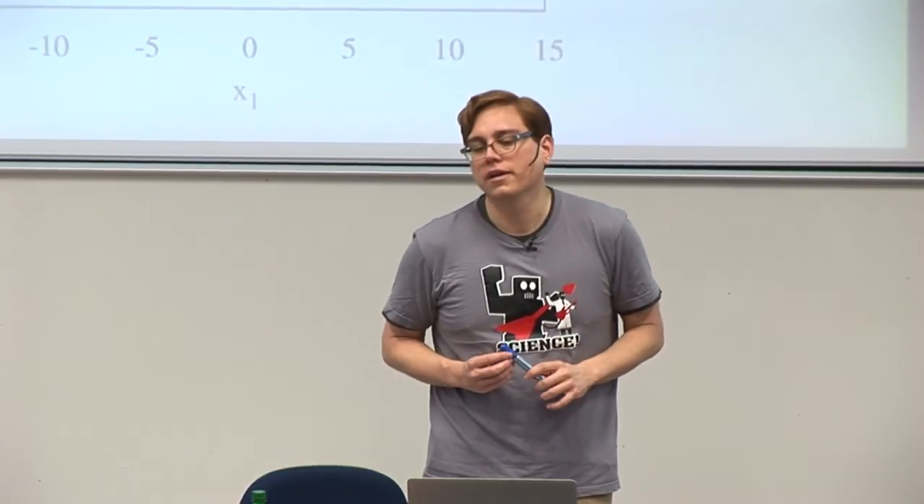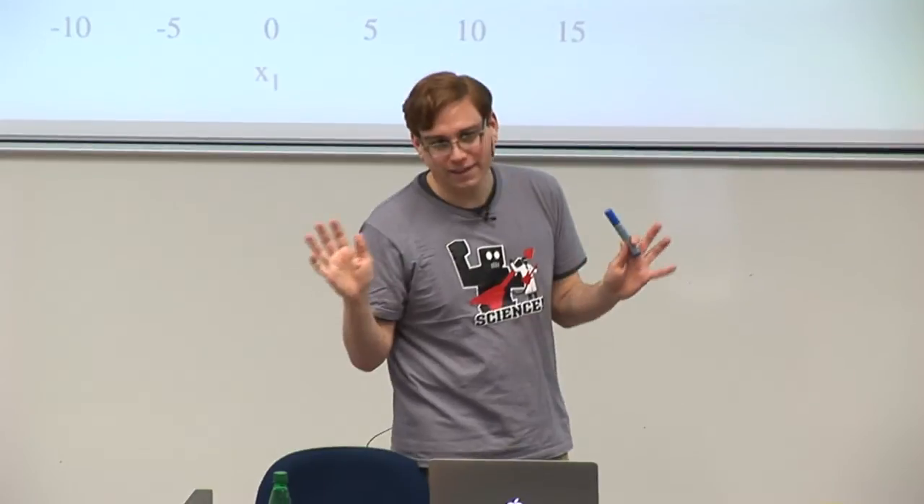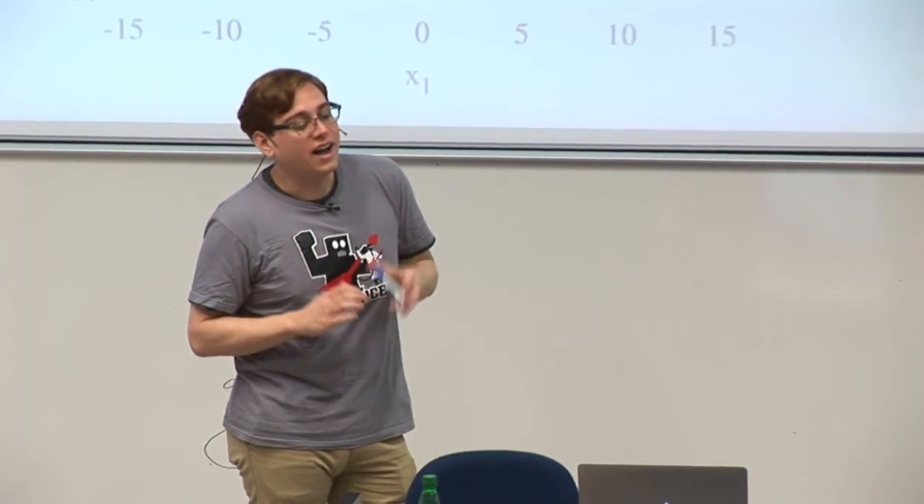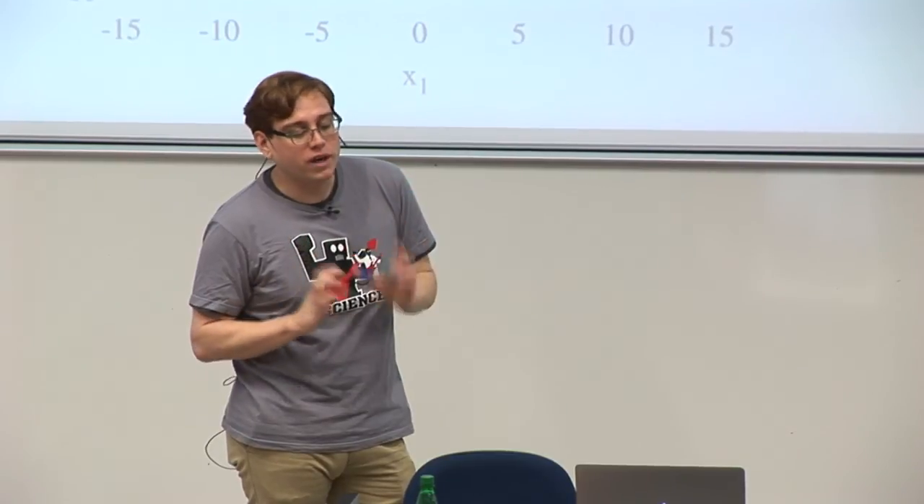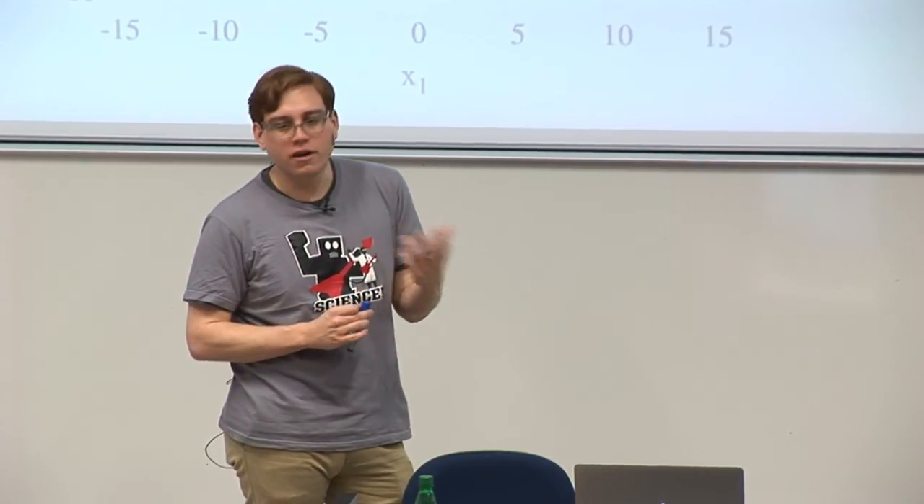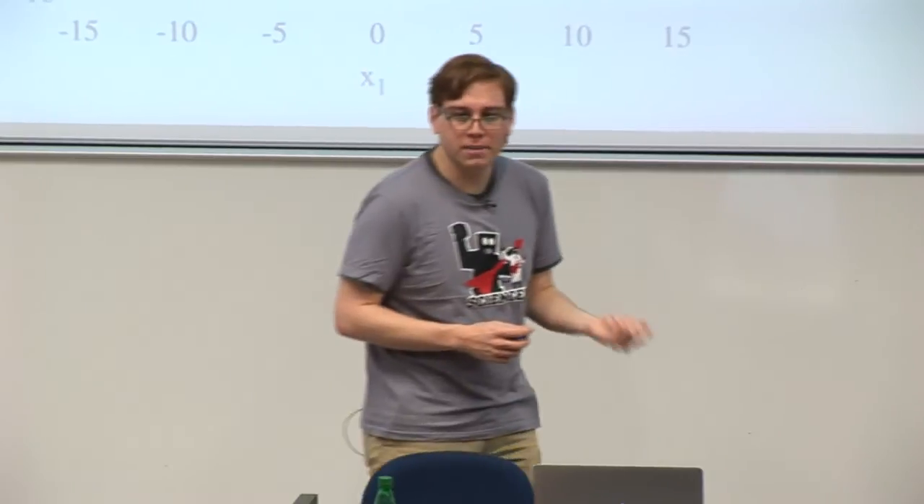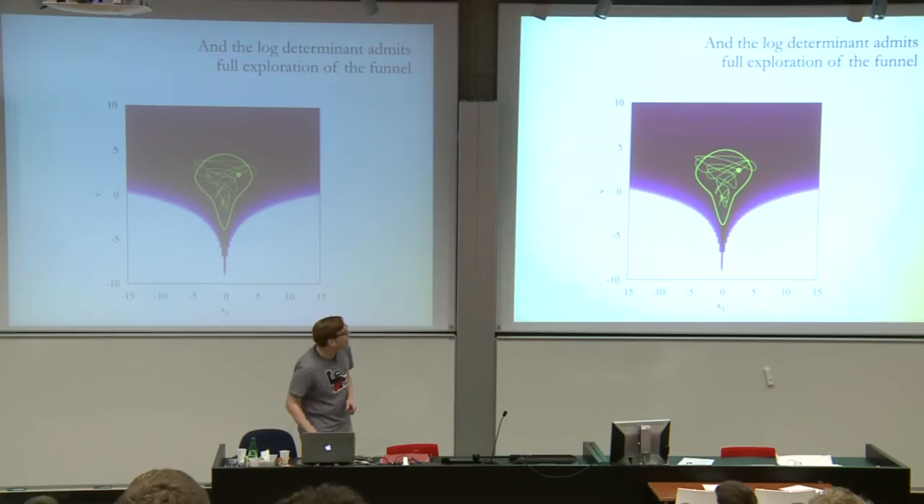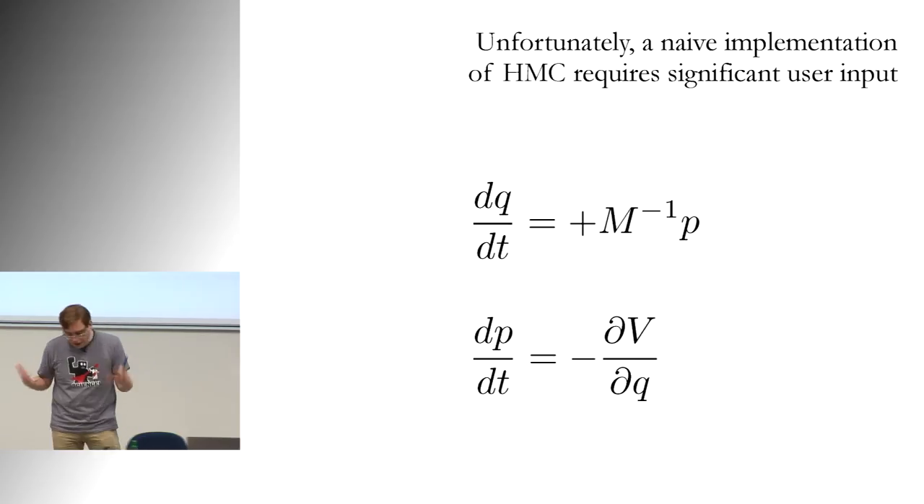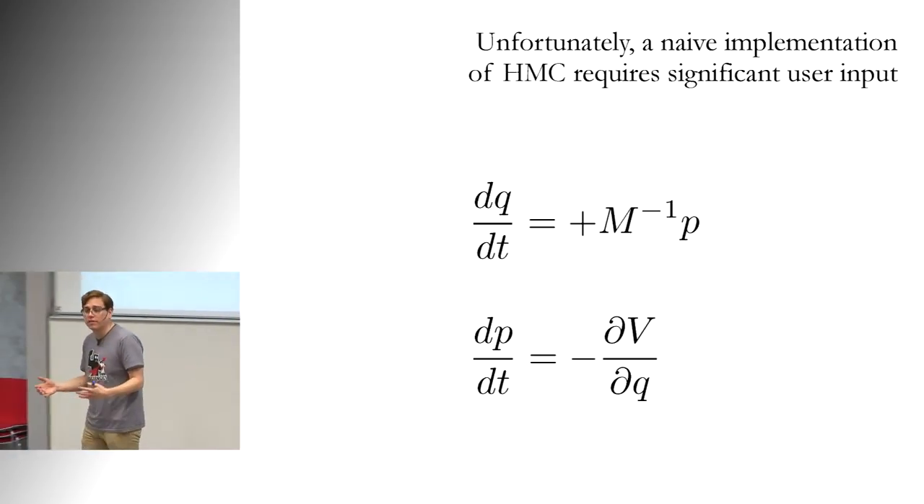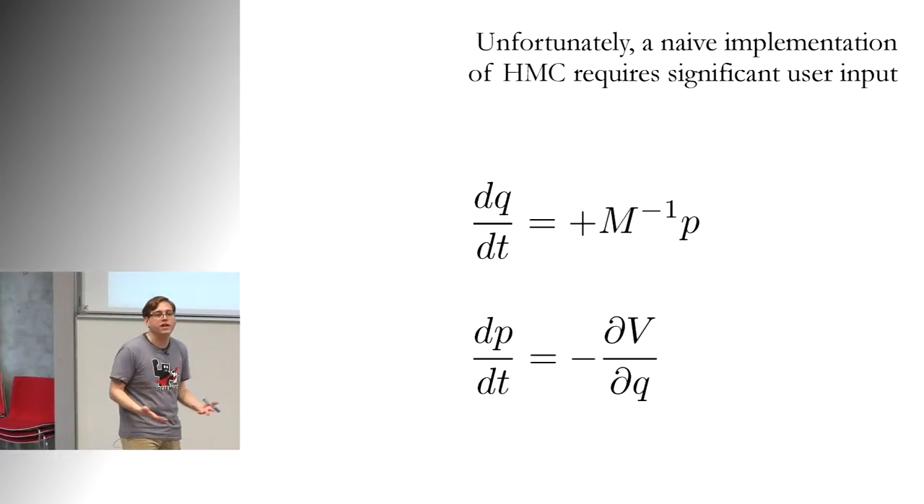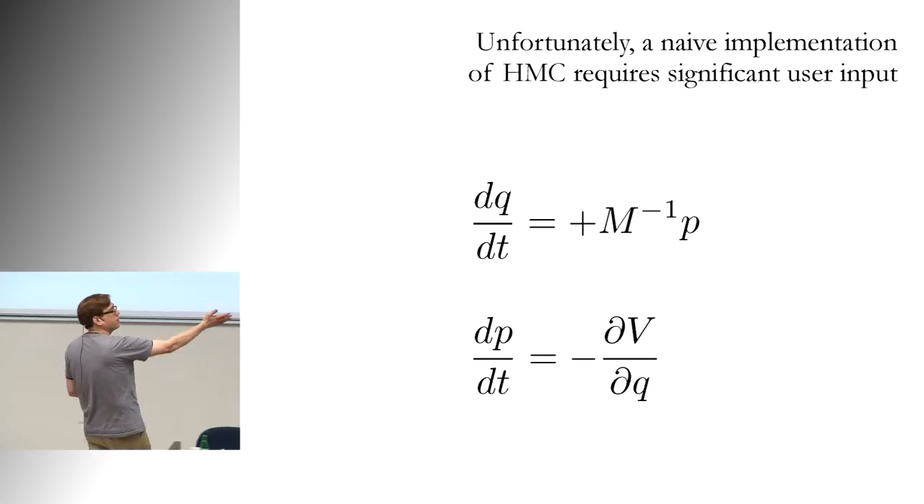There's a reason for it, right? I'm not trying to be facetious here. HMC is really tricky, not because it's hard to understand, but because it's hard to implement. So to see that, let's consider what we actually have to do. We have these trajectories. Turns out they're given by the solution to ordinary differential equations. So we have to solve something like this.